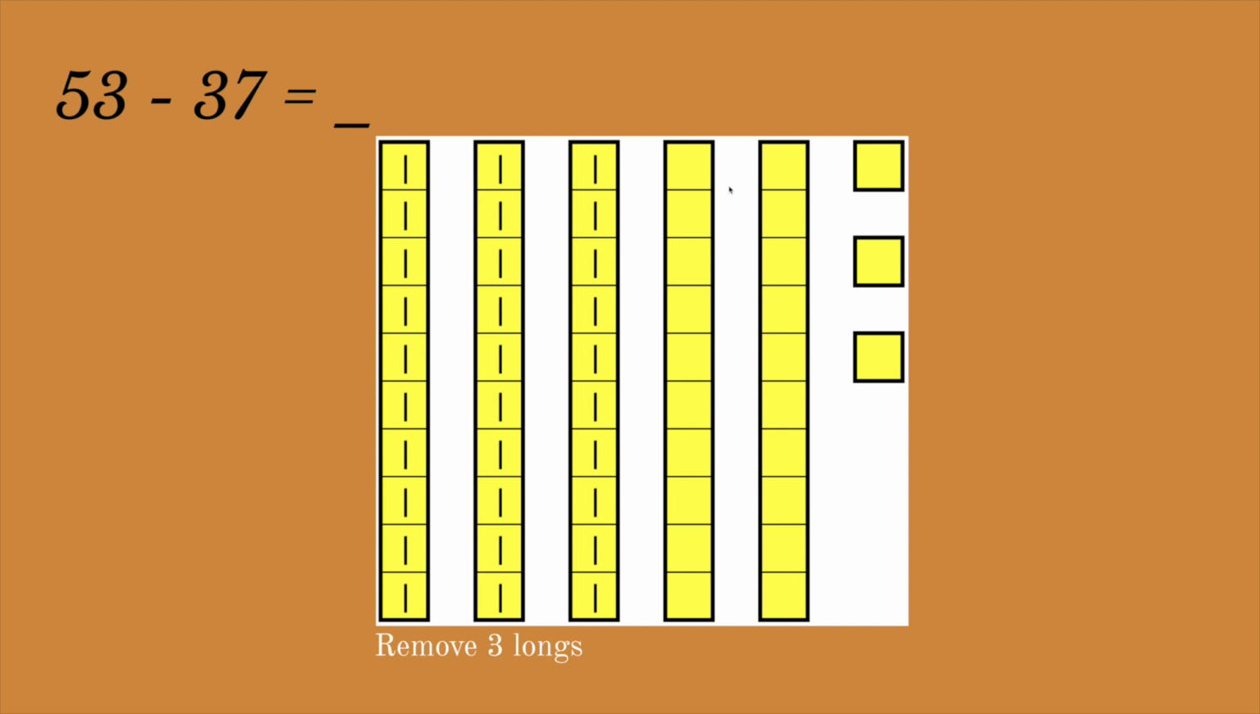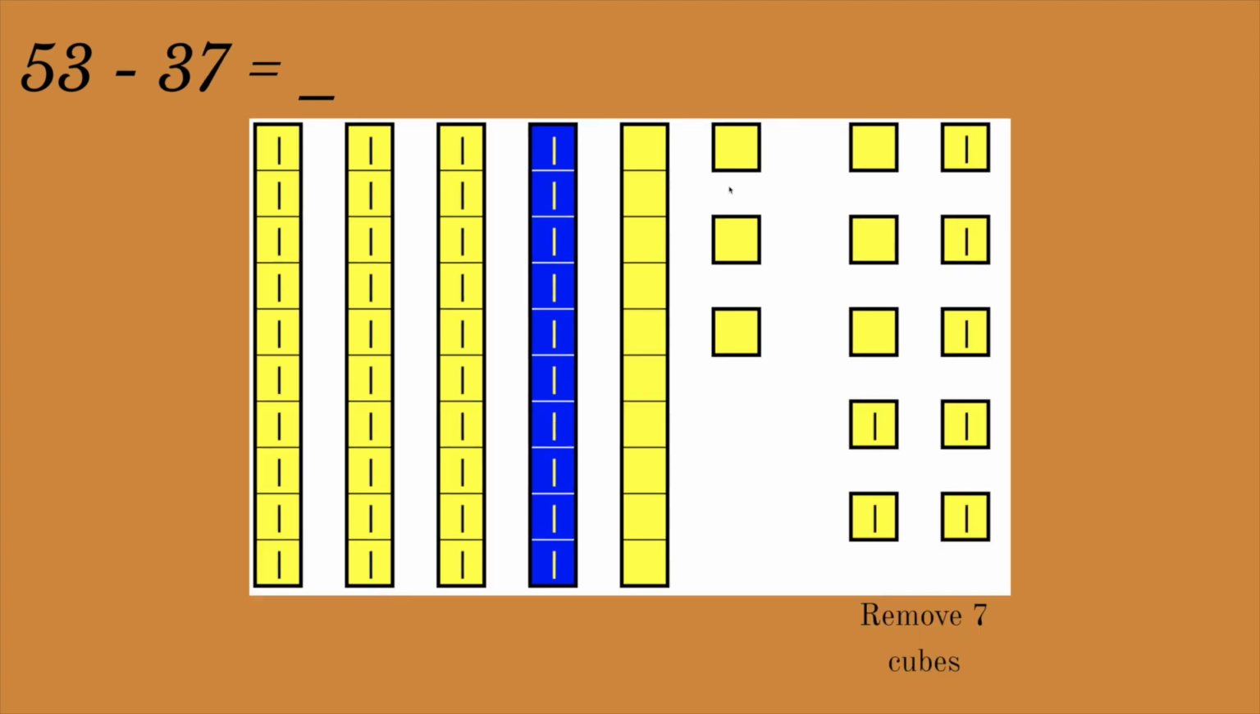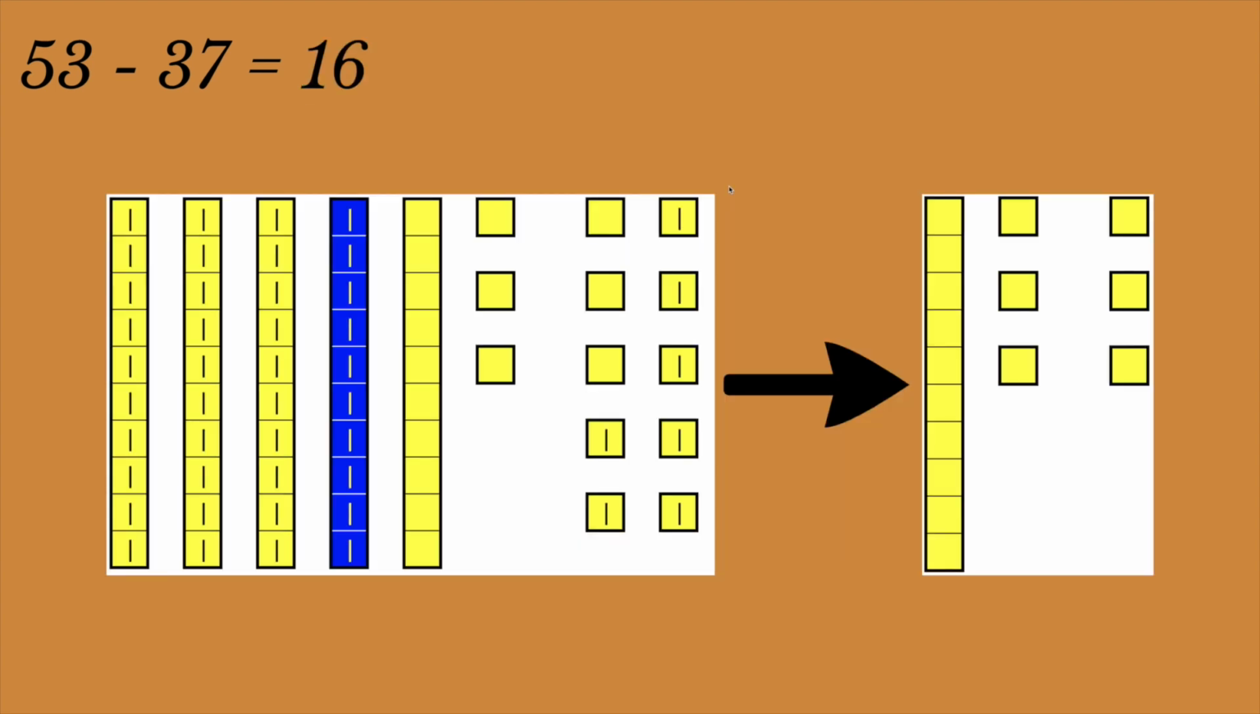So I'm going to need to make a trade. I can take one of the longs that I have remaining and trade that in for 10 cubes. So now, instead of having 2 longs and 3 cubes, now I have 1 long and 13 cubes. Now I can remove 7 cubes. And what remains is 1 long and 6 cubes, or 1 ten and 6 ones, which we represent as the number 16. So 53 minus 37 is 16.